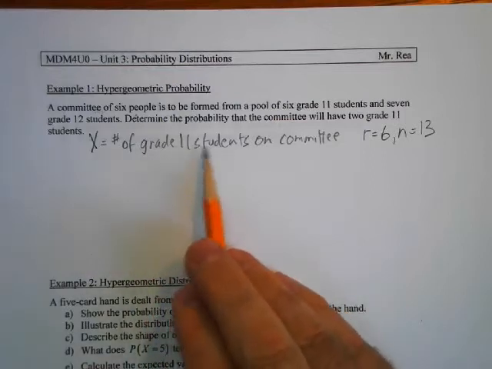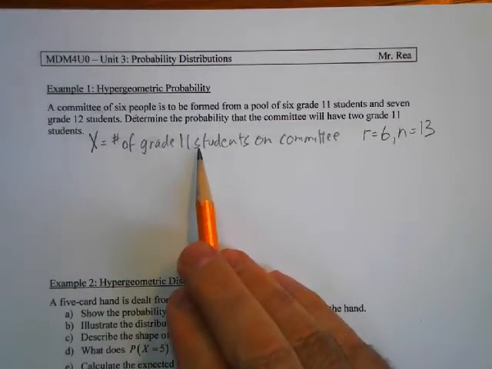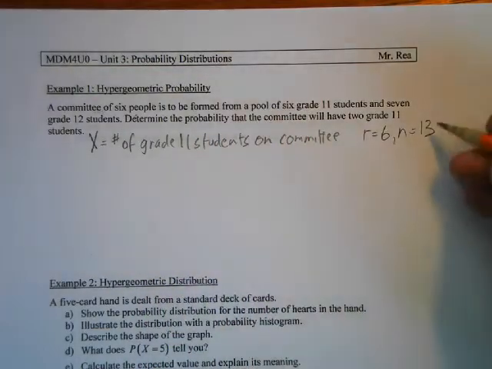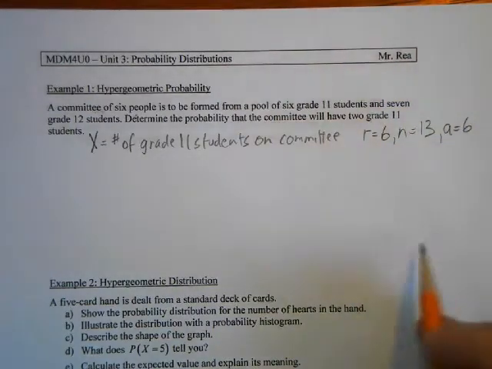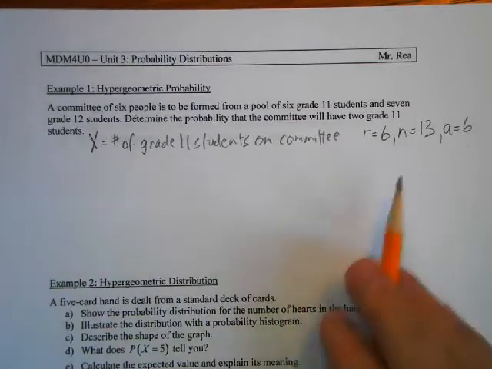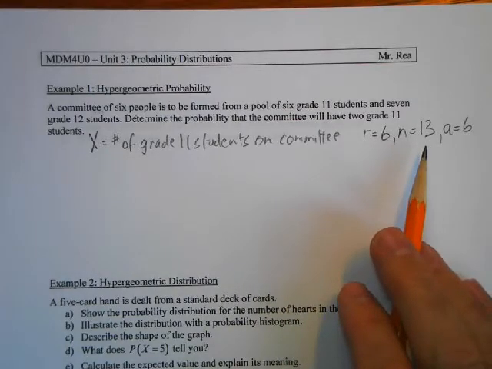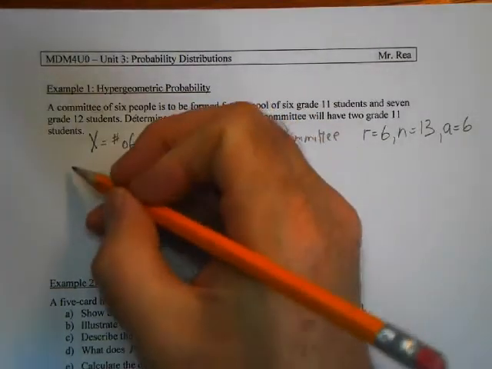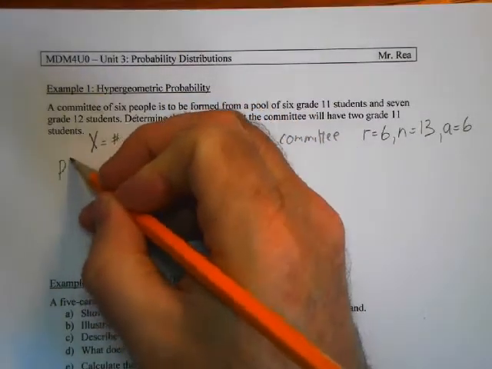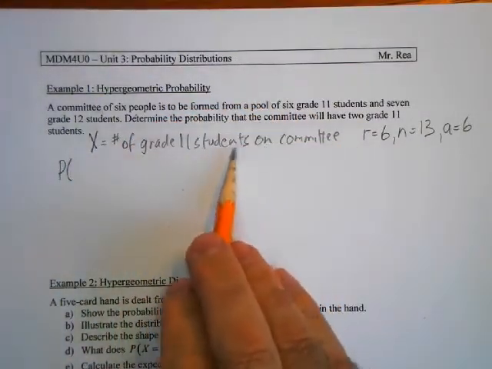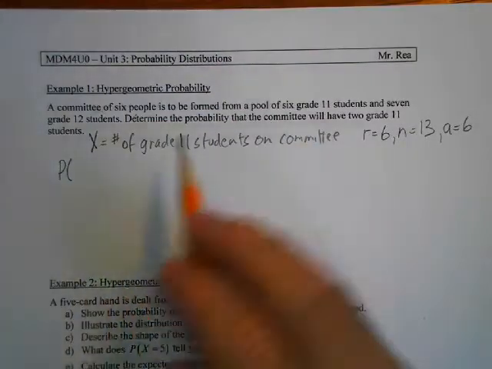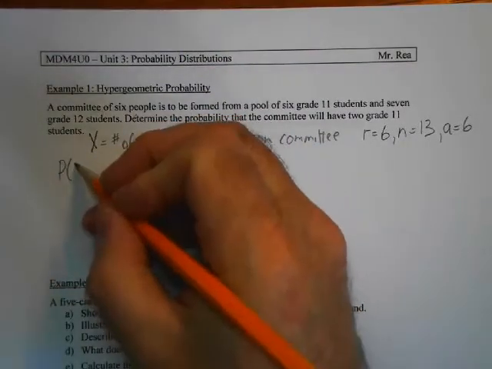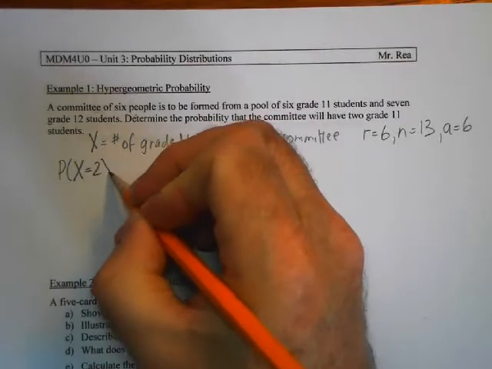And since we're looking for grade 11 students, how many do we have of those? Well, we have 6 of those, so that's our A value. Okay, so it's important to be able to pick those values out and write them down, because the formula we use will be using those. So now we want to find the probability that the number of grade 11 students is 2. So in other words, X is equal to 2, capital X.